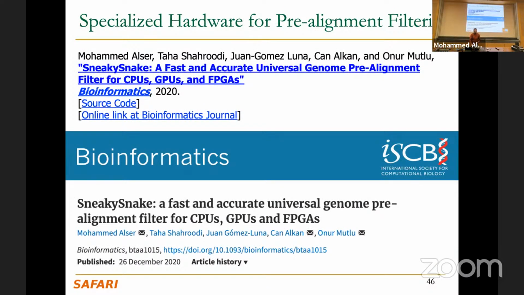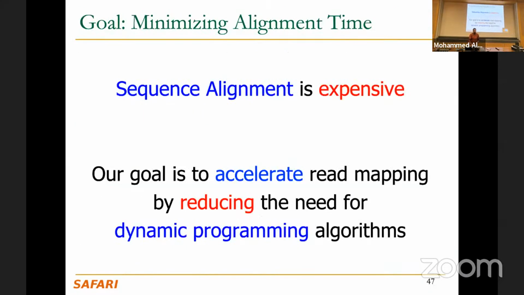So the first work is called Sneaky Snake. And what is Sneaky Snake about? We observed that sequence alignment is very expensive, where we do base by base, sequence to sequence comparison. And our goal is to accelerate this step by reducing the need for dynamic programming algorithms. As I said, based on that theoretical paper, we cannot do something better than quadratic time, right? You agree on this, based on that paper.